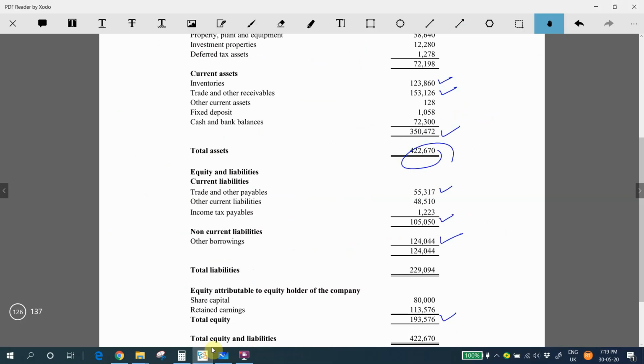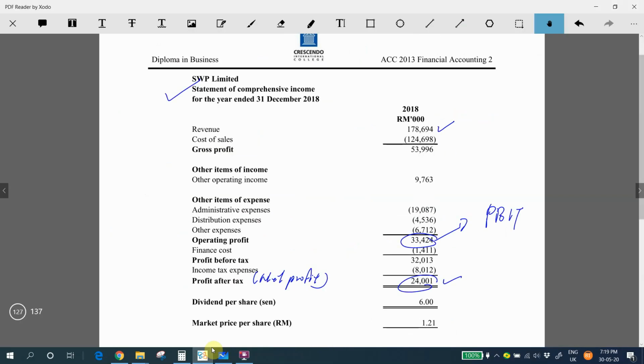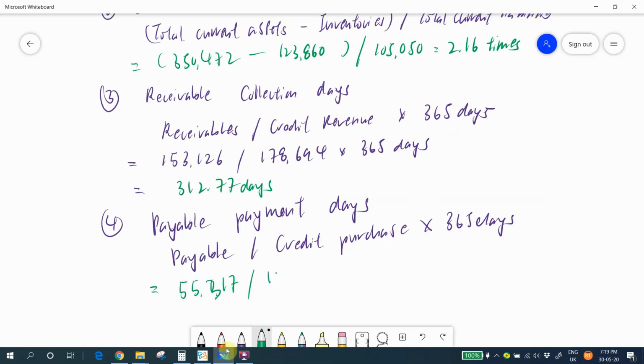So in the income statement, can we get any information on the credit purchase? Can we get any information on the total purchase? If not, then we just use cost of sales with you. 124698. 124698 times 365 days.